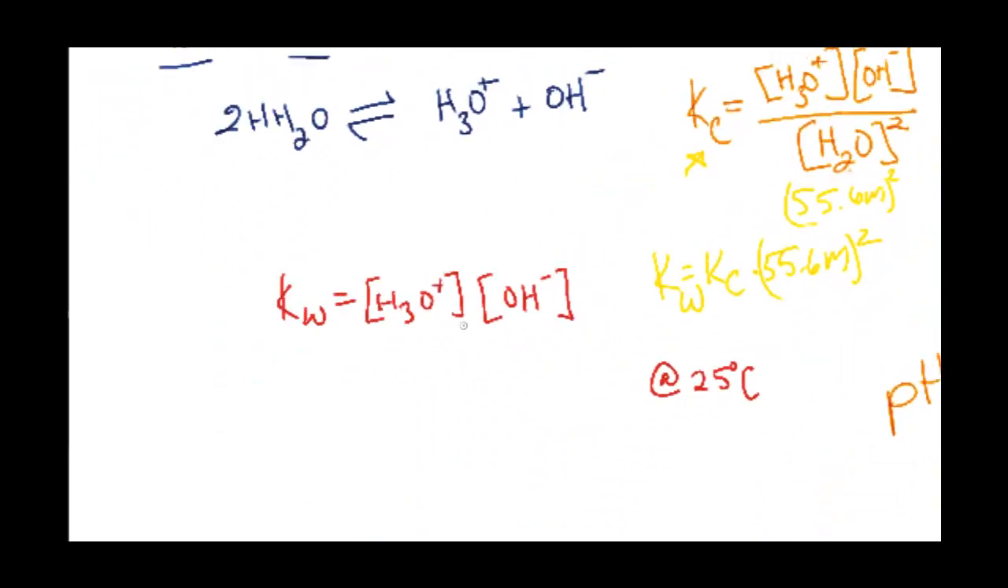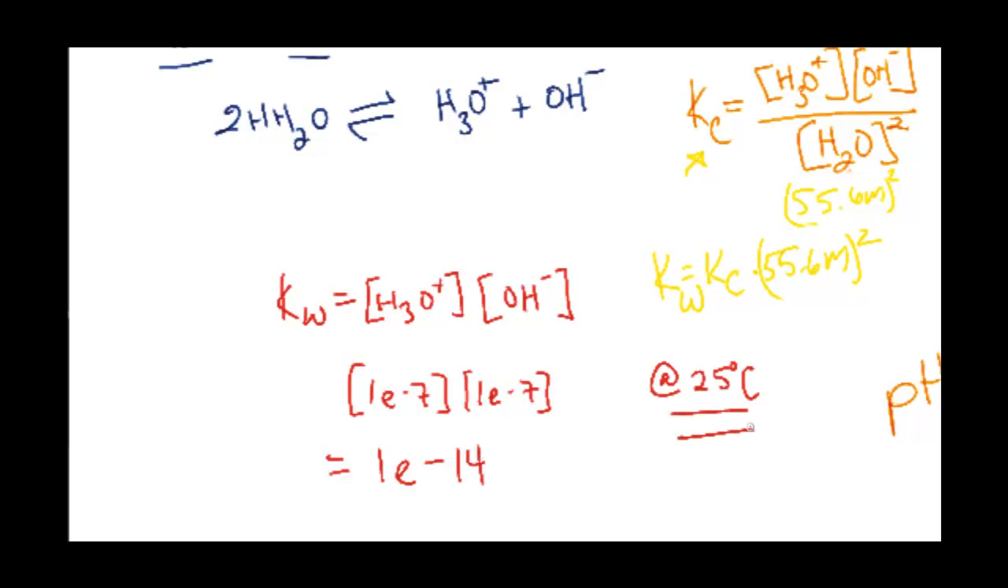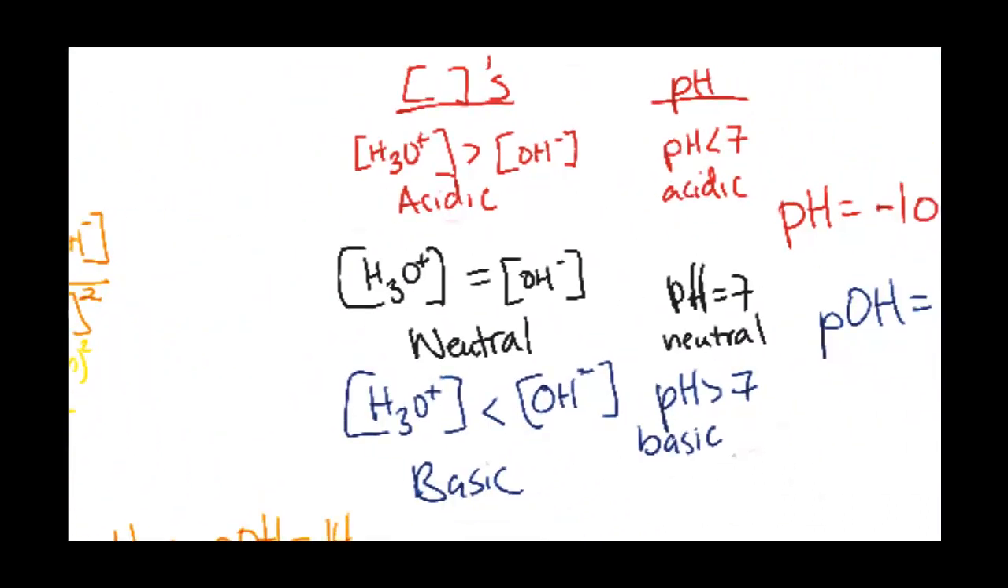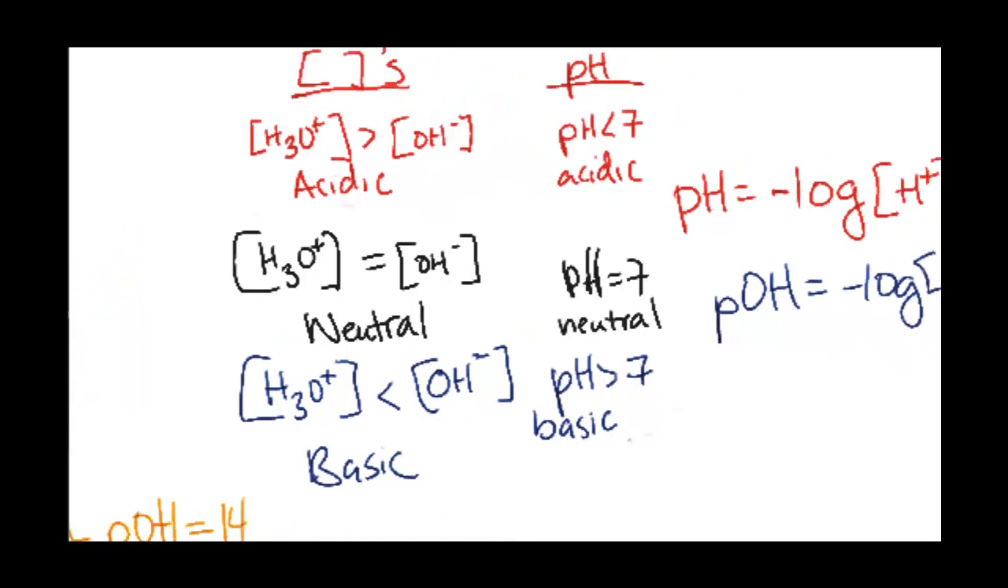And at 25 degrees Celsius, both concentrations are 1 e to the negative 7, and as a result it gives you this Kw value. Okay? This is again only at 25 degrees Celsius. There are different Kw values for different temperatures.